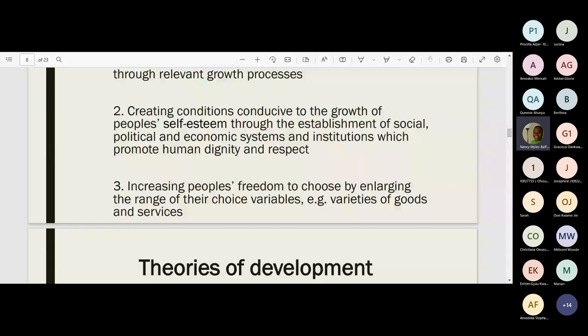So when the author says, increase people's freedom, what do you think ultimately the author is trying to emphasize in his objectives for development? It's the same thing, just say it. If I want to see if you understand. Okay, so people should be able to make choices without being forced to make those choices. So that's the word I'm looking for.